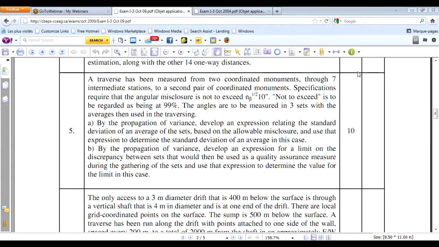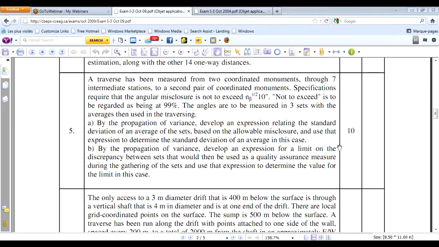Okay. When you're doing a traverse, and you start off on two coordinated monuments, and you close on a second pair of coordinated monuments, how do you figure out the angular misclosure? Well, the easiest way is to take the included angles, convert them into deflections, and if it's a deflection to the left, give it a negative sign. If it's to the right, give it a positive sign.